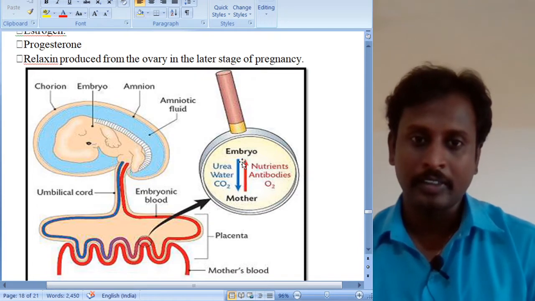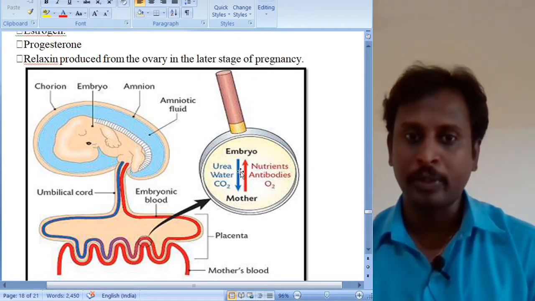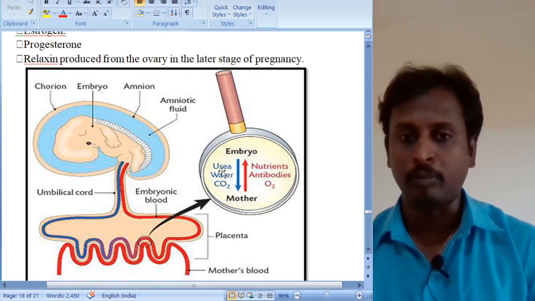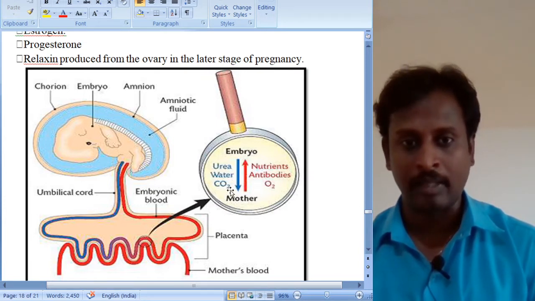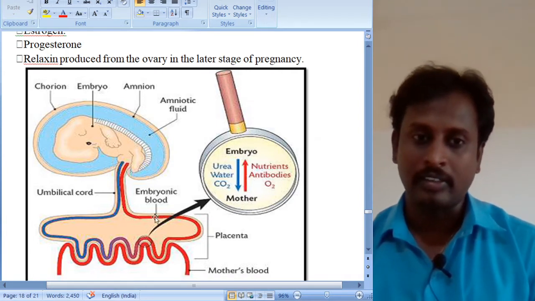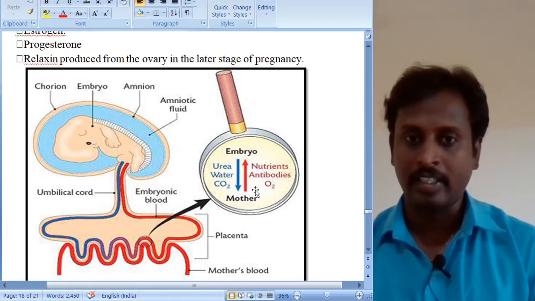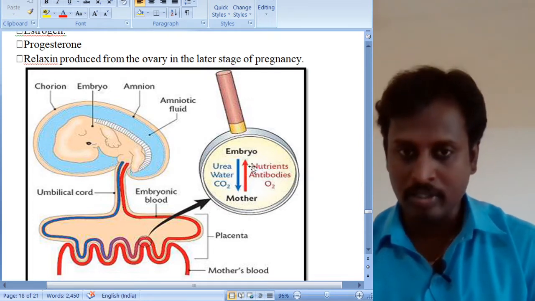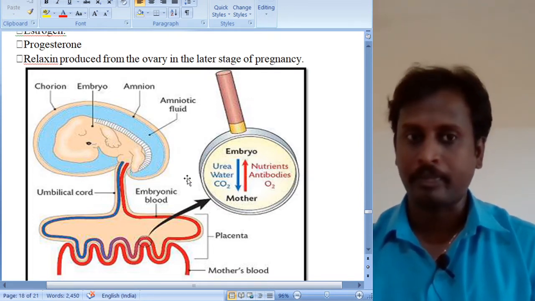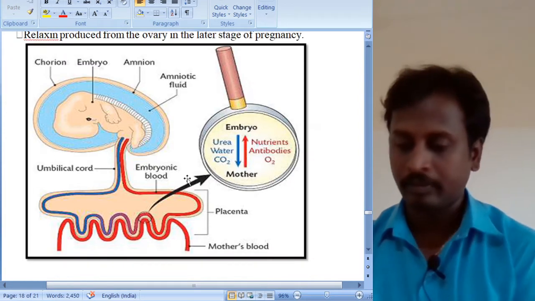Here they have given the embryo. From the embryo, the blue colored vessel brings urea, water and carbon dioxide, the waste material from the embryo, to the mother. The red blood vessel, the artery, transports nutrients, antibodies and oxygen towards the baby.